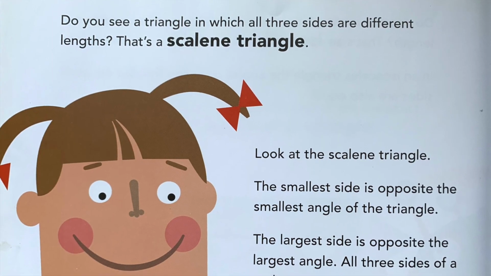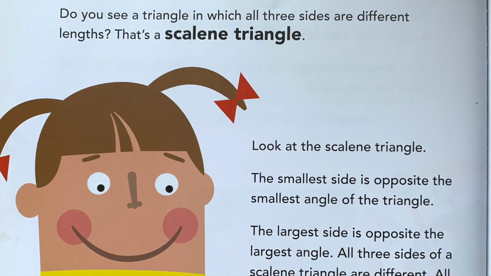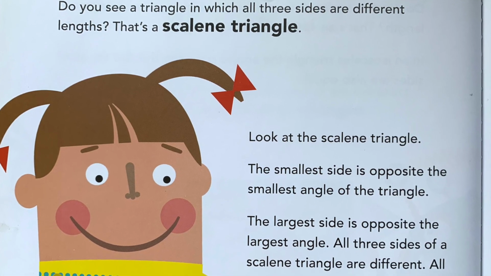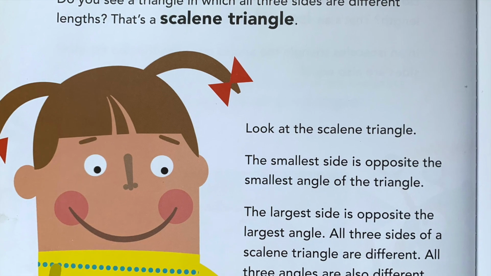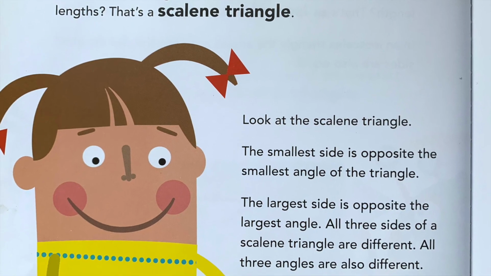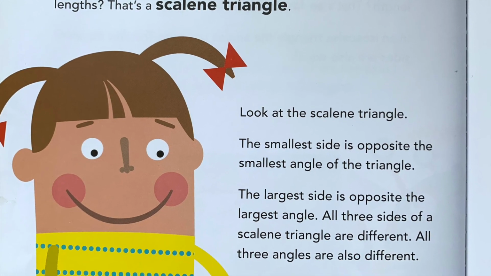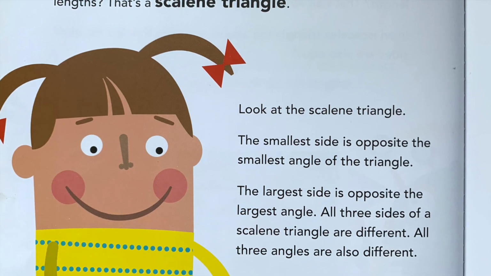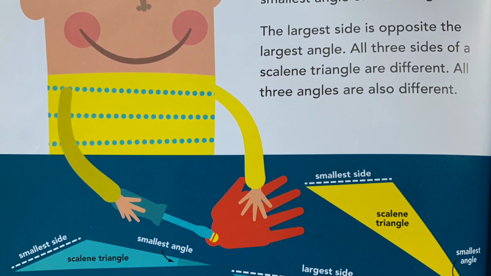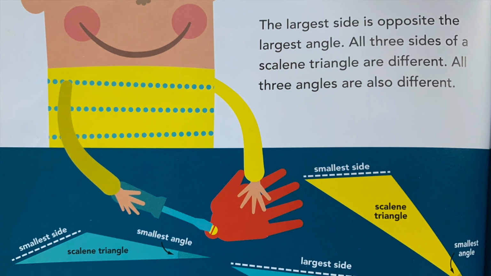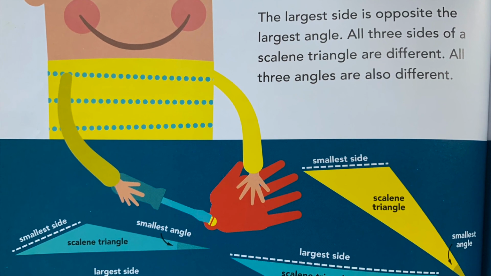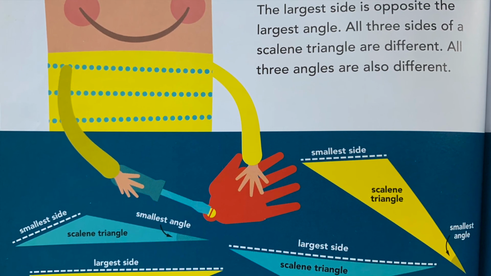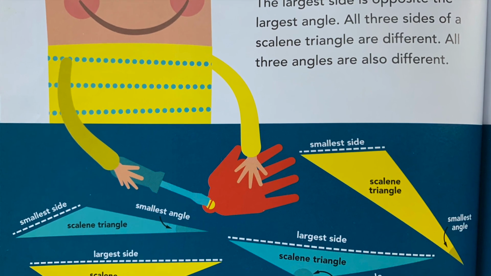Do you see a triangle in which all three sides are different lengths? That's a scalene triangle. Look at the scalene triangle. The smallest side is opposite the smallest angle of the triangle. The largest side is opposite the largest angle. All three sides of a scalene triangle are different. All three angles are also different.